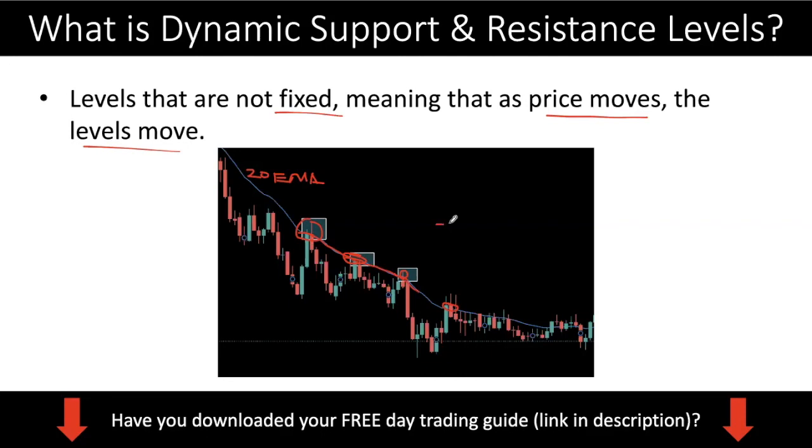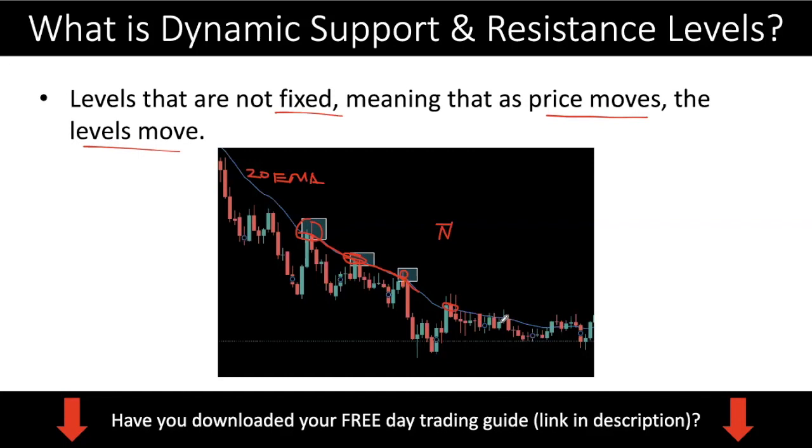So you can see that the resistance level is declining. It's not a fixed level where price just keeps hitting the same level, but it's a level which keeps moving down as price goes down. So this is what I call a dynamic support and resistance level, where the levels are not fixed. So how do you identify it?